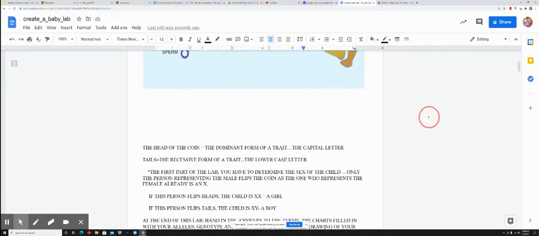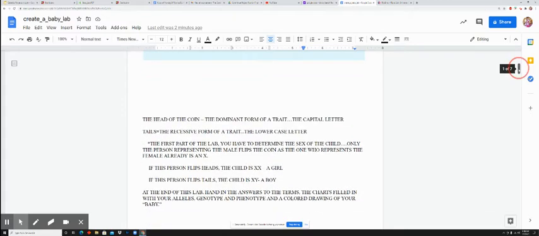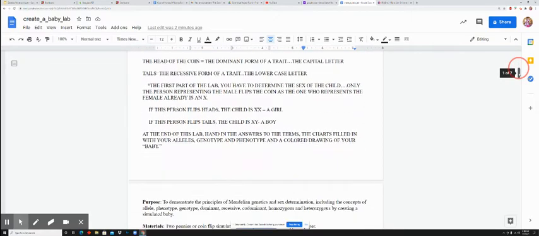So you're going to use a coin, or you can also use a coin flip simulator, because you're going to mimic how traits are passed from parent to offspring. So heads of a coin is the dominant form of a trait. That's going to be the capital letter. Tails, the recessive form of a trait. That's the lowercase letter. Dominant, big letter. Lowercase is little letter. So you can do this by yourself, or you can find a partner. But you have to flip coins twice in order to figure out the trait.